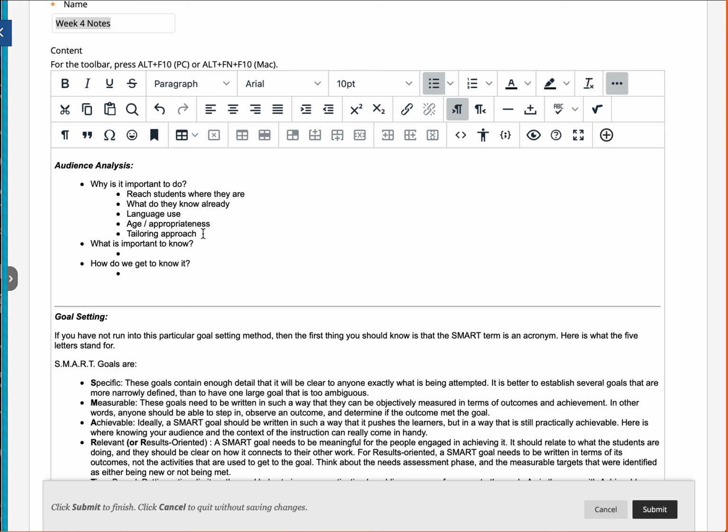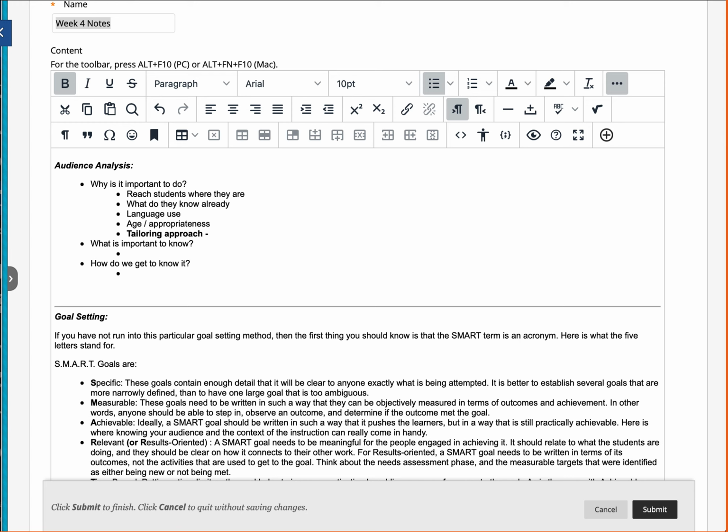And the tailoring approach, I think that's a really key thing. That's basically making sure that you're taking into account what every student has in terms of their abilities or the way that they want to approach things.